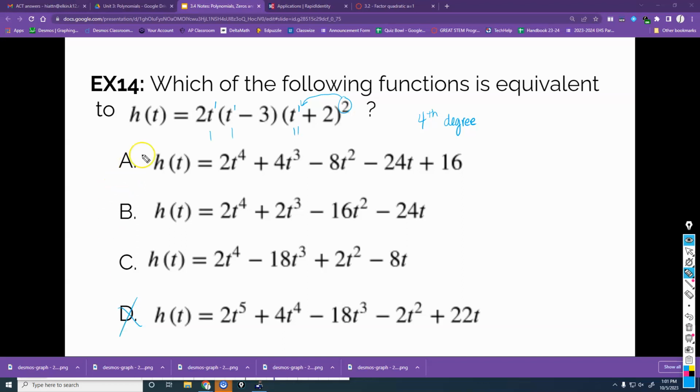I would also rule out A because this has a greatest common factor of 2t, right? That 2t has been pulled out. Does A have a greatest common factor of 2t? No, because it's got 16 that doesn't have any t's with it at the end. So I'd also throw that one out. So then you only have to check B and C. It ends up being B, I think. You're just going to graph the original, graph the choices, see which one has the same graph. I'm not going to spend time on that right now.